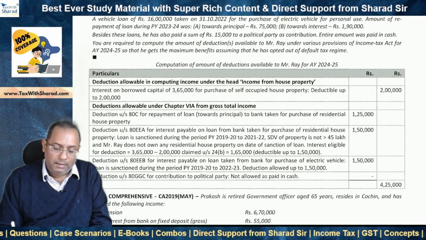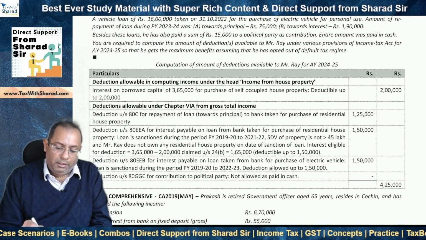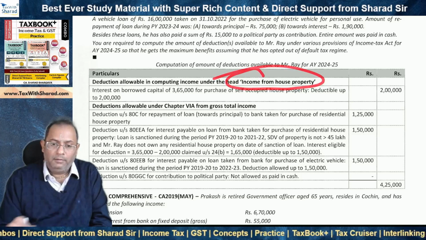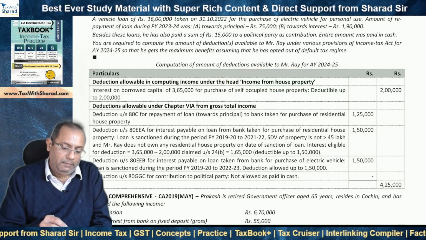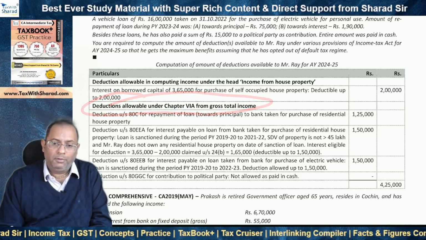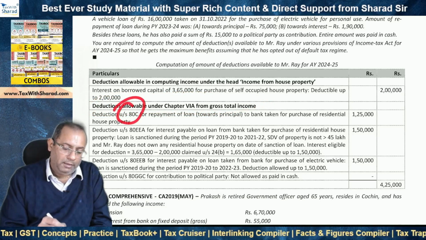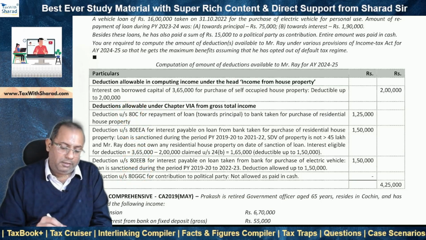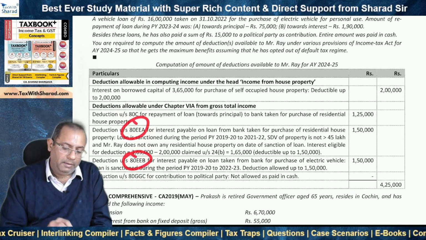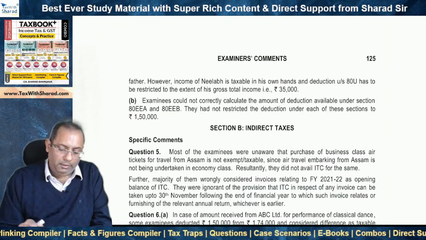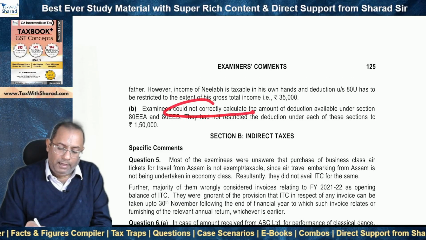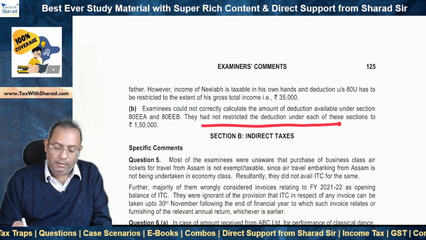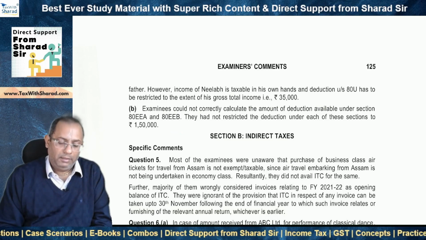If you look at the answer, there will be a deduction allowable in respect of interest on borrowed capital while computing income under the head income from house property. And then there will be deductions allowable under chapter VIA from the gross total income, and they will be under section 80C, 80EA, 80EB and 80GGC. Now the mistake that students committed was with regard to 80EA and 80EB. They could not correctly calculate the amount of deduction available under 80EA, 80EB. They had not restricted the deduction under each of these sections to rupees 1,50,000, because this is the limit.